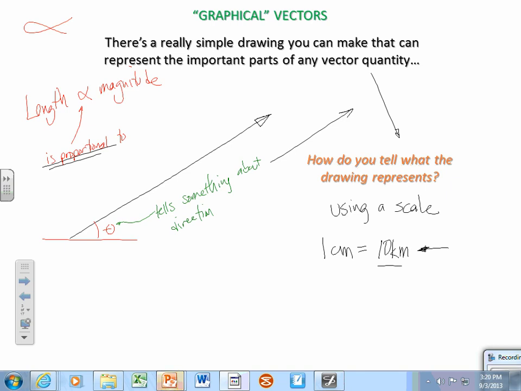And I could use a protractor and measure this angle, and then if I had something like this where that's north, and that's south, and so on, I could say, oh, that's 30 degrees north of east. Okay? So scale is real important when we talk about vectors, or when we talk about drawing vectors. Fair enough? All right.